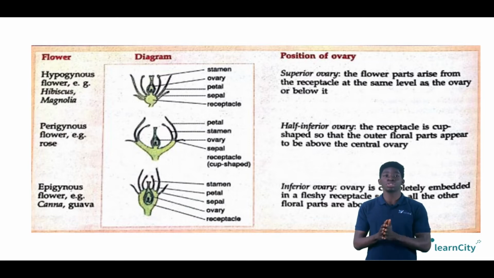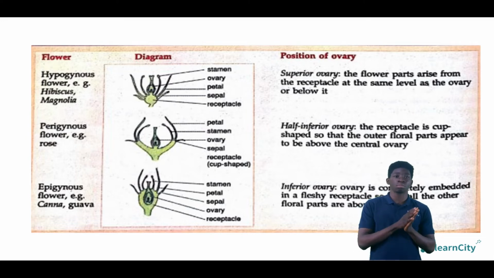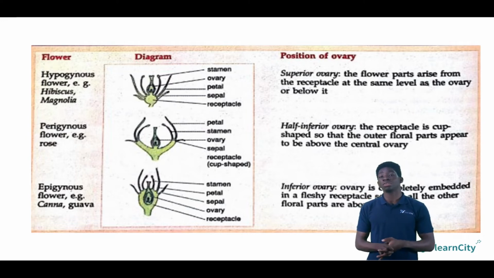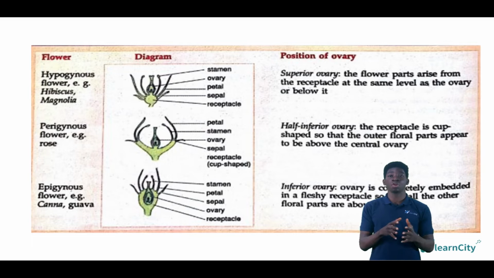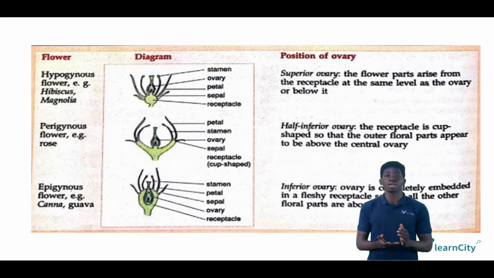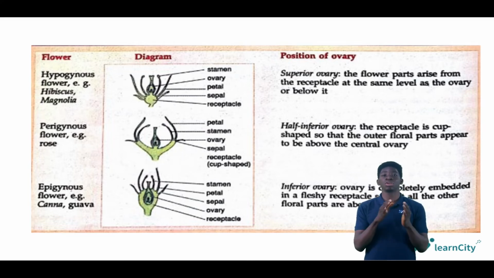So we could have a hypogynous flower. Examples of hypogynous flowers are the hibiscus and magnolia. Now in this flower, the position of the ovary is called a superior ovary. This is because the flower parts arise from the receptacle at the same level as the ovary or below it. So the flower parts arise from the receptacle, and they are usually either at the same level as the ovary or below the ovary. So that's why we say the ovary is a superior ovary. That kind of flower is called a hypogynous flower.